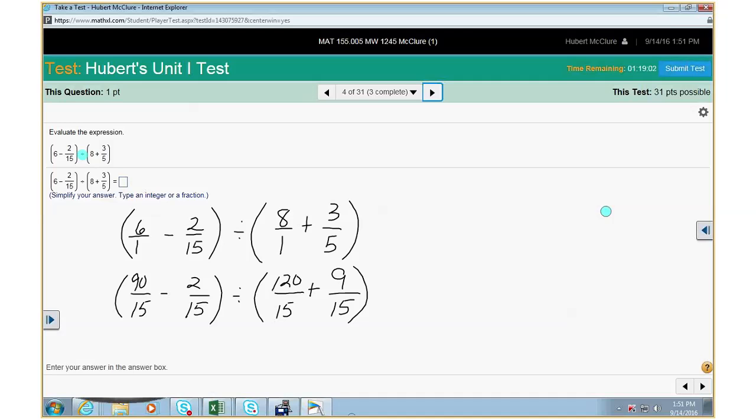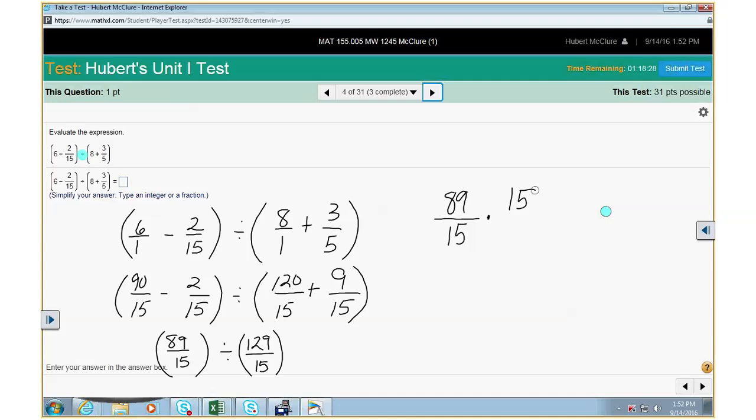Yes. The very last step is when you divide, because everything's in parentheses. Sally, parentheses comes first. So 90 minus 2 is 88 over 15, divided by 129 over 15. Now what? Now you multiply by the what? Reciprocal, Hubert. Thank you, class. It's always nice to have interaction. Don't know why I have to beg for it.